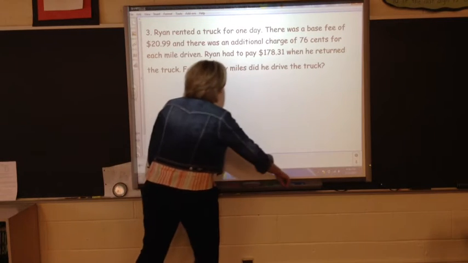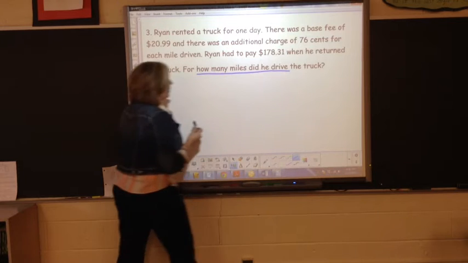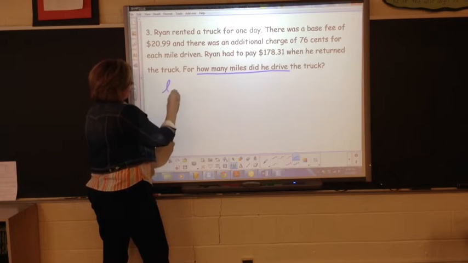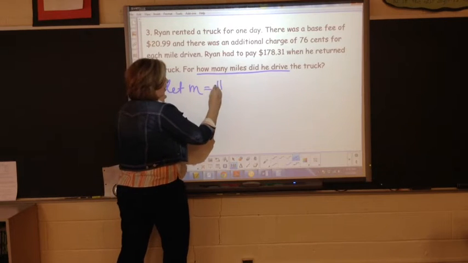So the first thing that I want to do is define the variable, and remember the variable is always the question, how many miles? So I'm going to let m equal the number of miles.